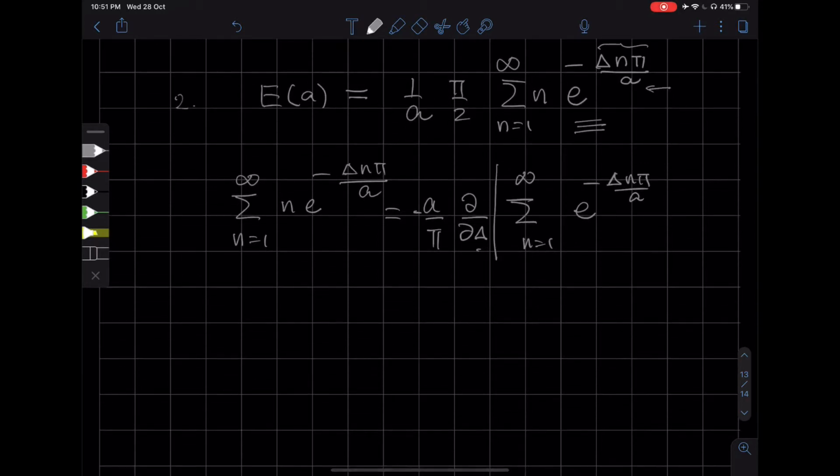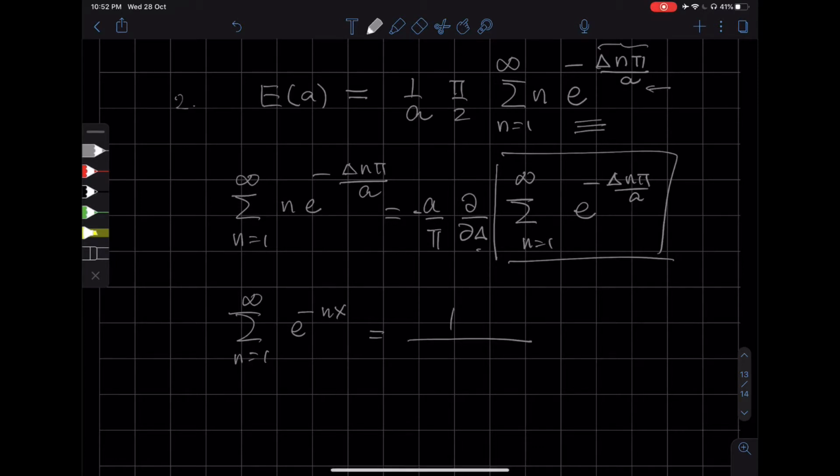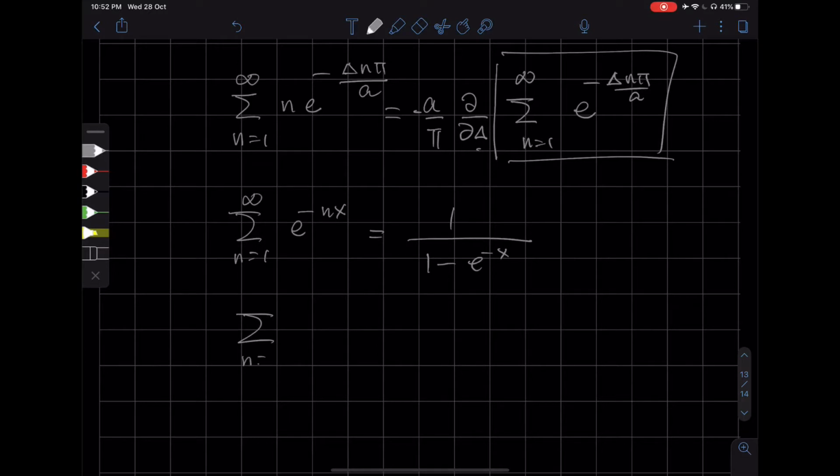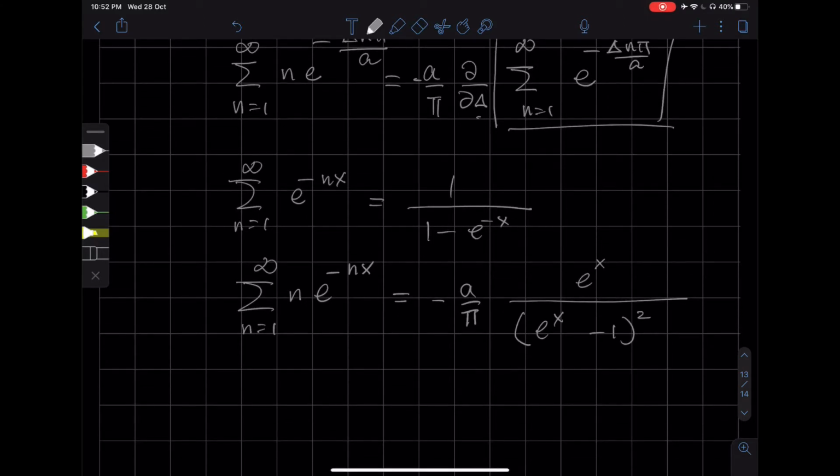All right. So now let's look at this sum. This is nothing but the sum from n equals 1 to infinity of e to the power minus n x, and this sum is a very nice sum to do. It's just 1 over 1 minus e to the power minus x. And so the sum of n times e to the power minus n x just becomes minus a by pi, and then we apply the derivative operator onto this, and after a little bit of algebra we get e to the power x over e to the x minus 1 whole squared, where of course we're taking x to be delta pi over a.